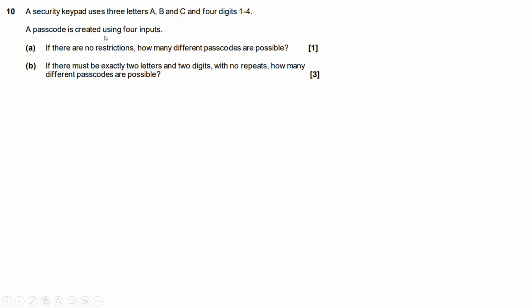Question number 10, I believe. Yeah. You have 3 letters, you have 4 numbers, that's 7 options in total. So if there are no restrictions, it's just going to be 7 to the power 4, 7 times 7 times 7 times 7. Couldn't be bothered to work out what that was.